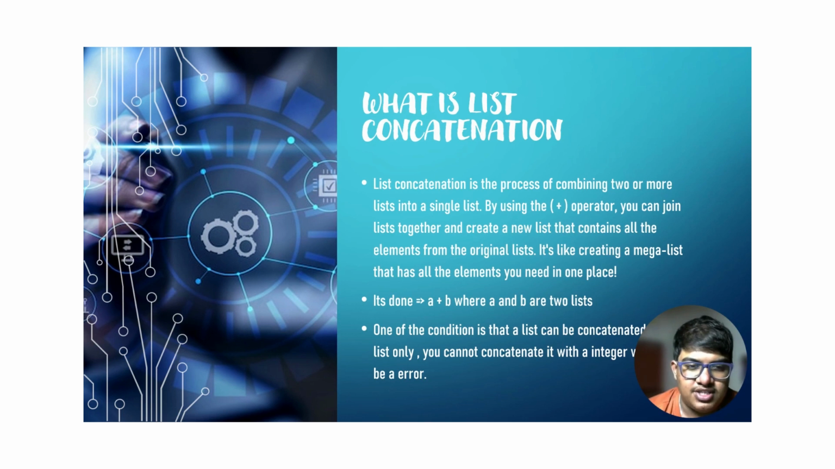As I have mentioned, it is done like this. It is typed as A plus B, where A and B are two separate lists. They have their own different values. One of the conditions is that a list can be concatenated with a list only. To help you understand, it is not possible for a list to be concatenated with an integer value. If it is done, we will get an error.